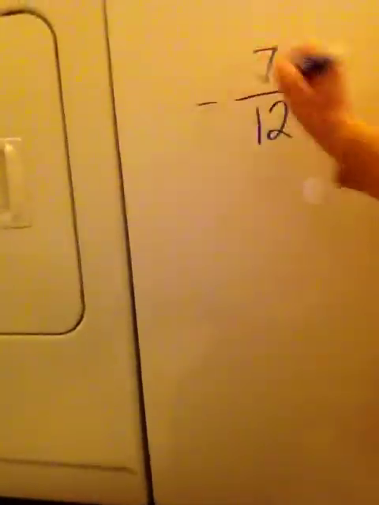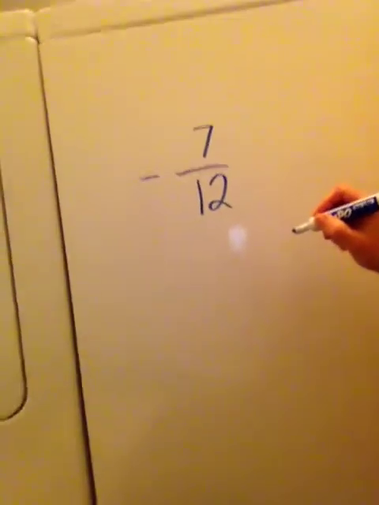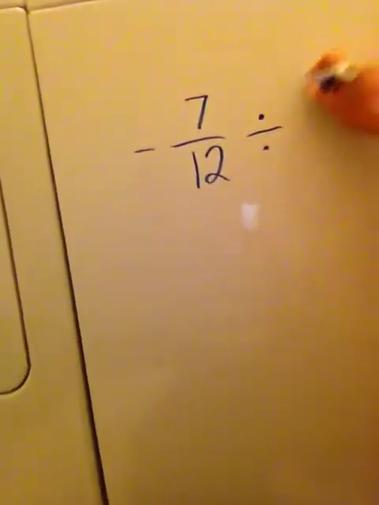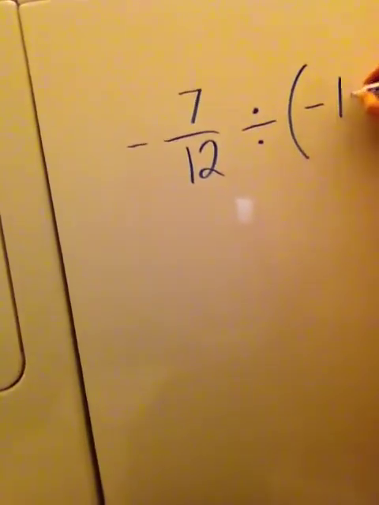So here's an example of a scenario that looks a little different. So we're going to do a negative 7/12 divided by negative 14.